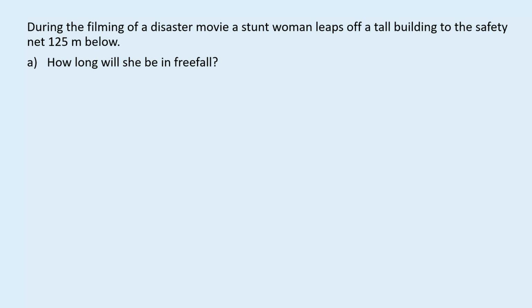During the filming of a disaster movie, a stunt woman leaps off a building. Okay, better her than me. And luckily for her, there was a safety net 125 meters below. Okay, grand. How long will she be in free fall? All right, this is pretty straightforward because we've got this nice little equation, d equals ut plus half at squared.